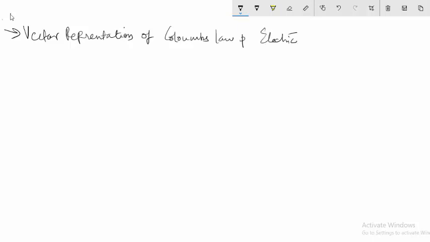This video is about two things. One thing this video is all about is the vector representation of Coulomb's law and the electric field intensity equation.